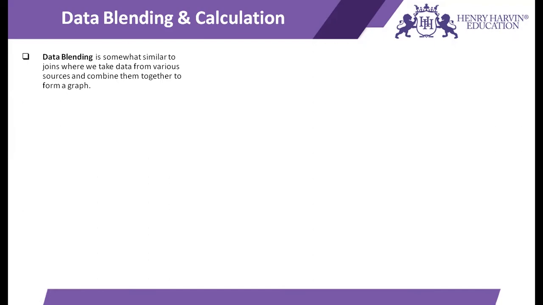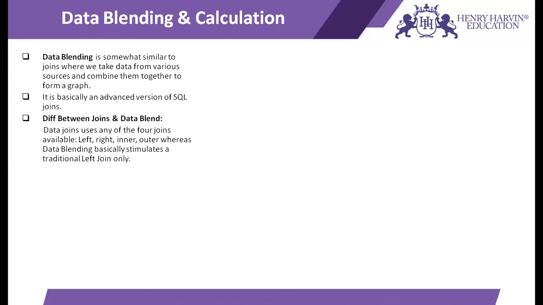But this is a bit different from joins. You can say this is an advanced version of join. So it is basically an advanced version of SQL joins. If you ask the difference between the two: in database joins, you can use left join, right join, inner join, outer join, any one of these joins. Whereas in data blending, you usually use only one join, that is left join.